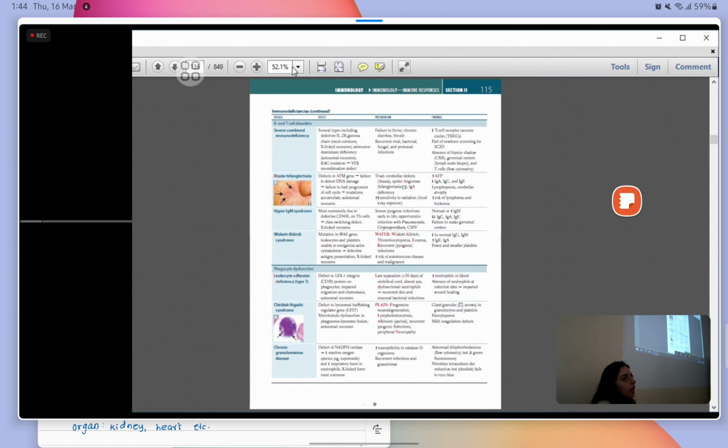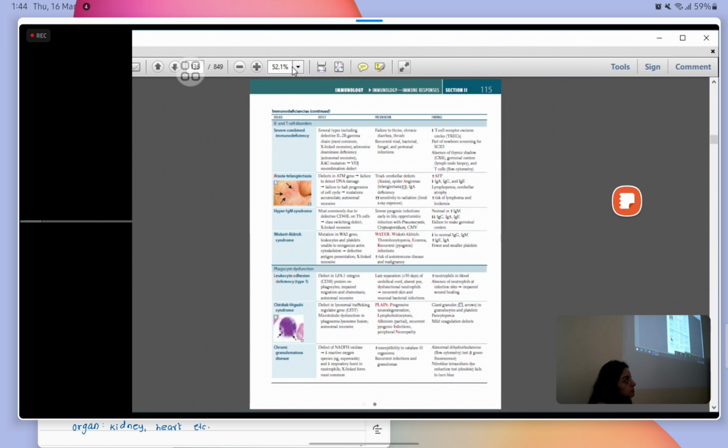Okay. And the third one is Chediak Higashi. In Chediak Higashi, we have a defect in fusion of phagosome and lysosome. Fusion of the phagosome and lysosome is very important because if you do not fuse the phagosome with the lysosome, this means that lysosomal enzymes cannot reach the pathogen, and you are not able to kill this pathogen.